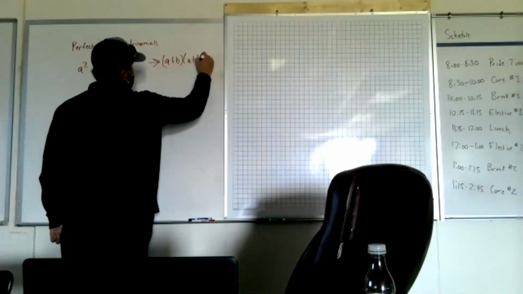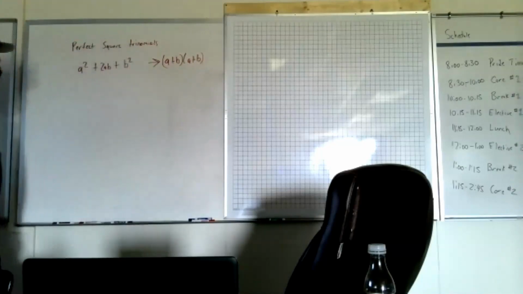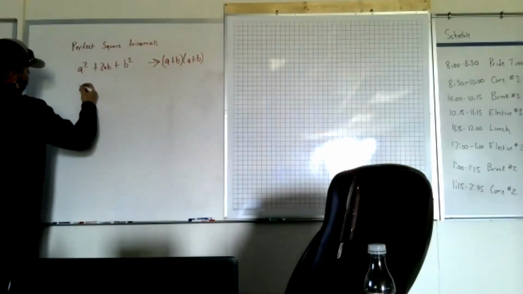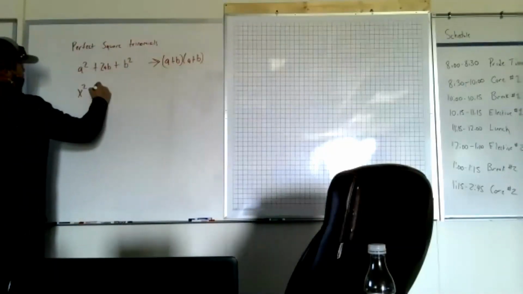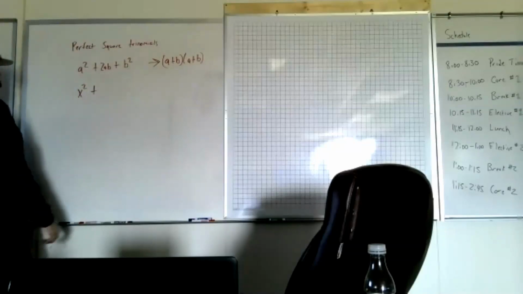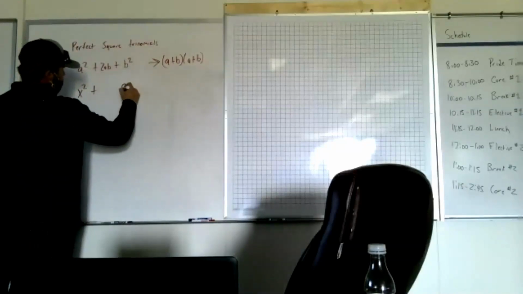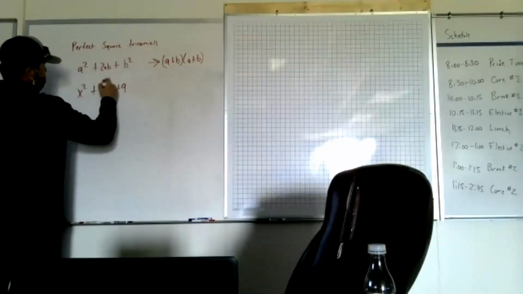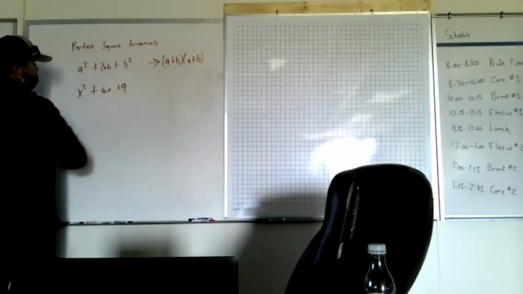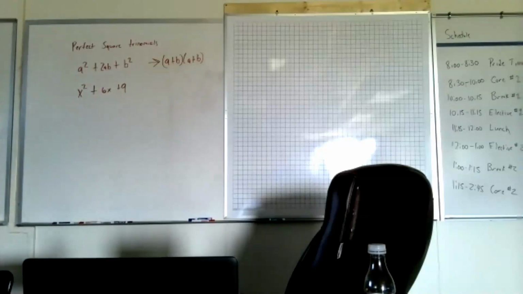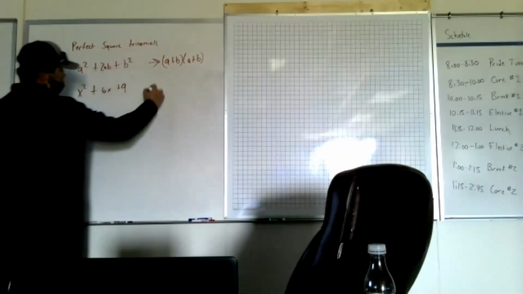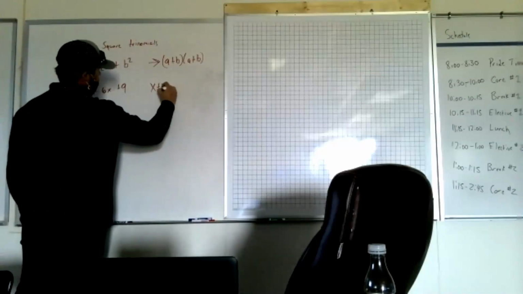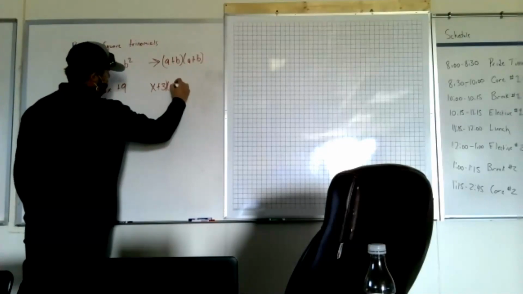Okay, an example of this would be, we'll say x squared plus 6x plus 9. Just like that. If we wanted to factor this, because I know it's a perfect square trinomial, that breaks down into x plus 3, x plus 3.